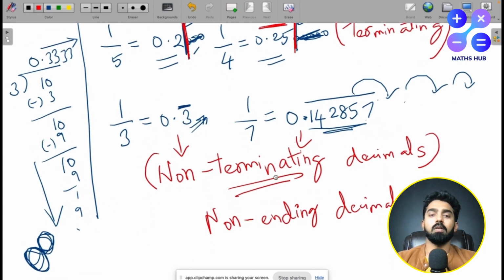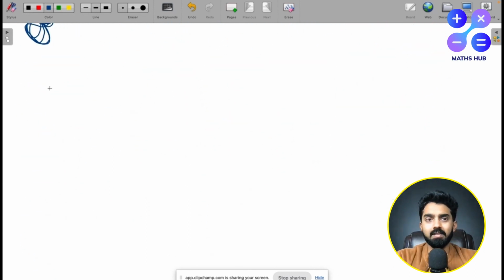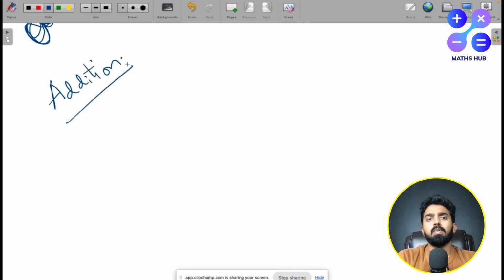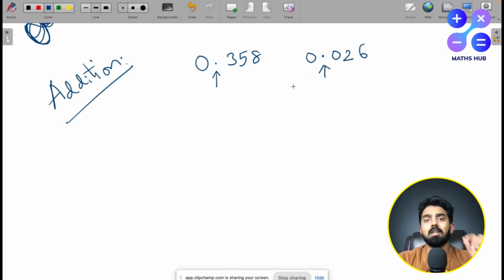Now let's go to the actual operations bit. So the first is addition, right? So let's look at addition. Pretty simple, pretty straightforward. Let's say you have two numbers like 0.358 and 0.026, right? So first thing you need to look at is the decimal point. So decimal points first need to be aligned with each other. That means they need to be falling in the same order, same alignment, right? So it has to be one below the other.